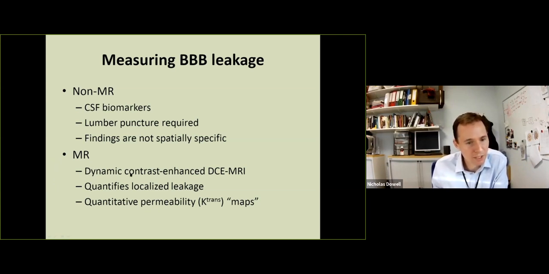So by using dynamic contrast enhanced MRI, you can actually quantify leakage through the blood-brain barrier, but also localize where this leakage is happening. And the goal is to generate quantitative permeability maps where you can actually look pixel-wise across the brain and identify regions in the brain that are more permeable than others.